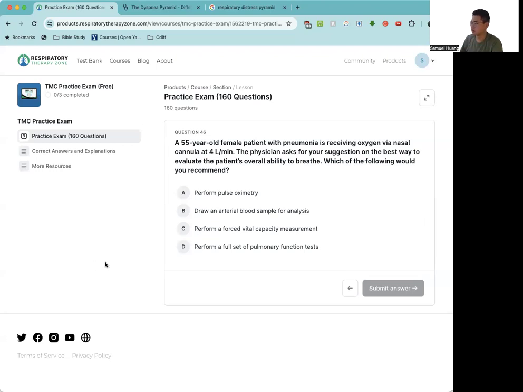55-year-old female, pneumonia, oxygen. How do you evaluate the patient's ability to breathe? Pulse ox, chest x-ray, ABG.